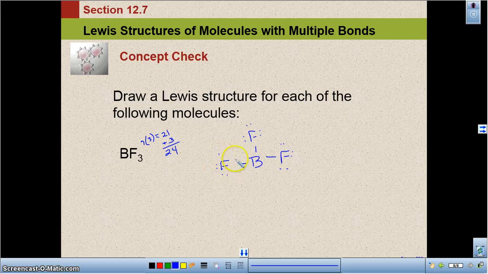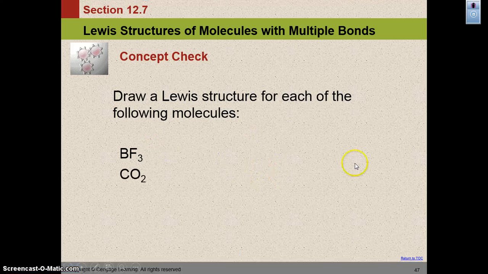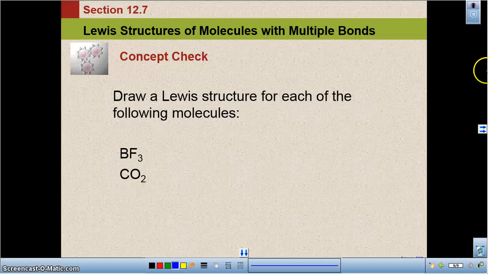So you notice that fluorine is satisfied. They each have 8 around theirs. Boron, on the other hand, doesn't have 8. It only has 6, but I have taken care of all 24 electrons. So here again, boron trifluoride is an exception to the Lewis dot structure of having the octet rule filled for boron. Let's look at carbon dioxide.